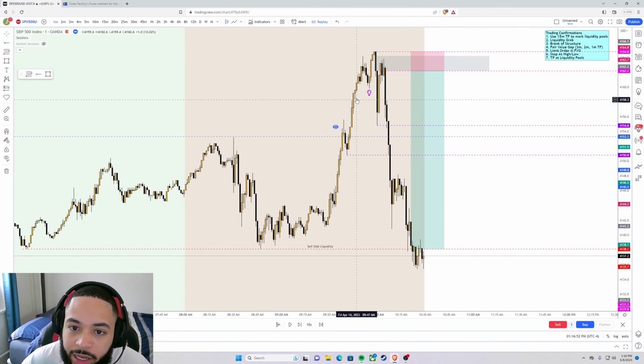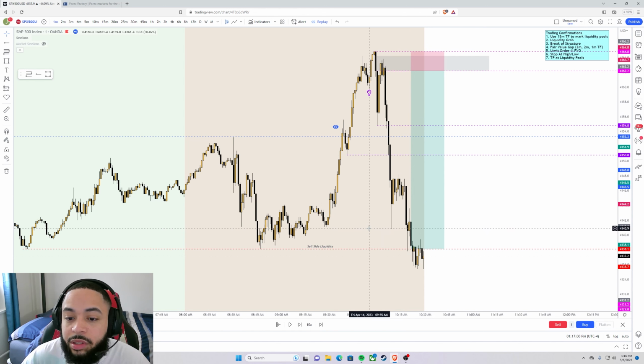It comes up, it attacks buy side liquidity, and then it delivers a break of structure, and then absolutely melts and takes out the sell side liquidity. So it's taking out traders on both sides of the market.